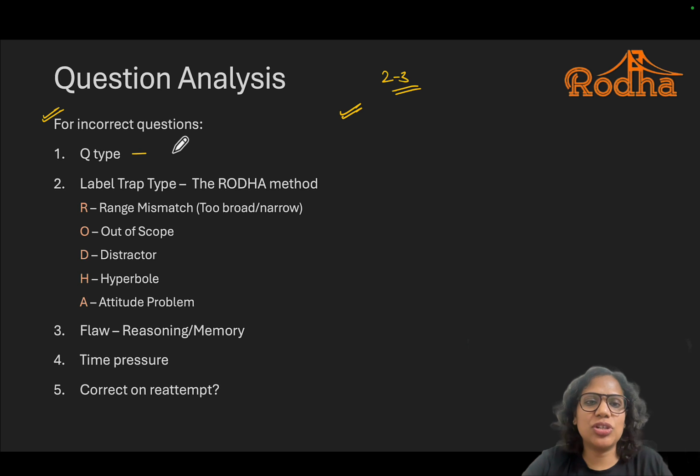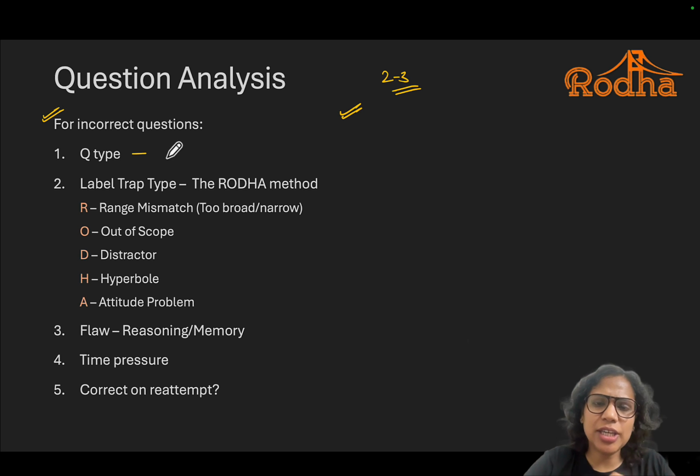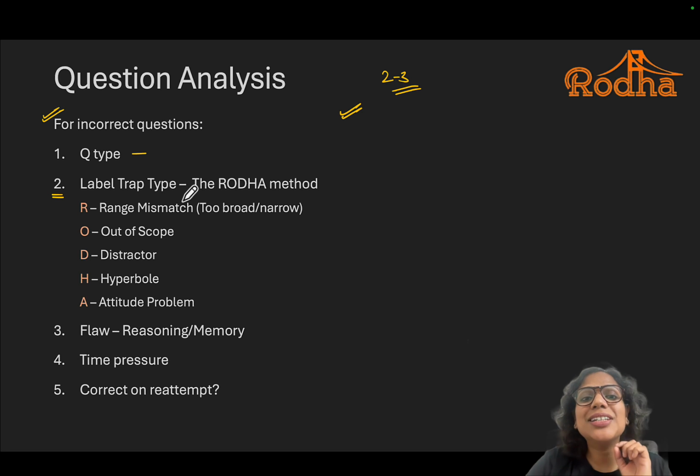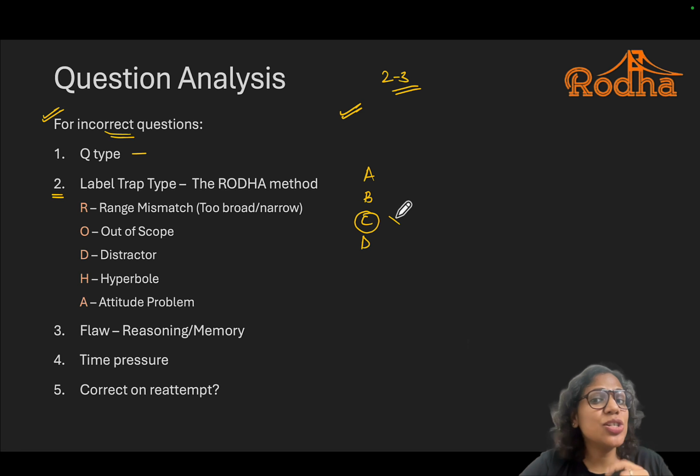See what the question type was: main idea, strengthen, weaken, tone question, inference question. Note it down. You can make an Excel sheet and note it down there. Then label the trap type. So for the incorrect questions, see, okay, I marked C as the answer, but this is not really the answer.